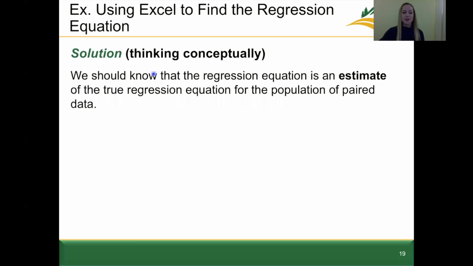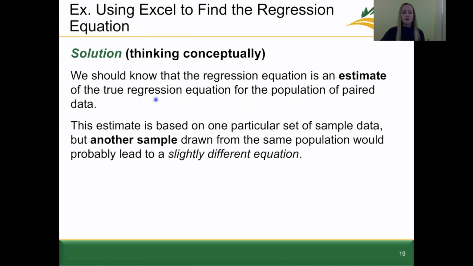So conceptually, we should know that the regression equation is an estimate of the true regression equation for the population of paired data. Why is that again? Remember, we had a whole population of data, and those 23 sample data pairs are just that. They're a sample from a population. So that sample data, the 23 pairs, is really an estimate of the true regression equation for this entire population that we're not looking at. We're just looking at 23 data pairs from that population.